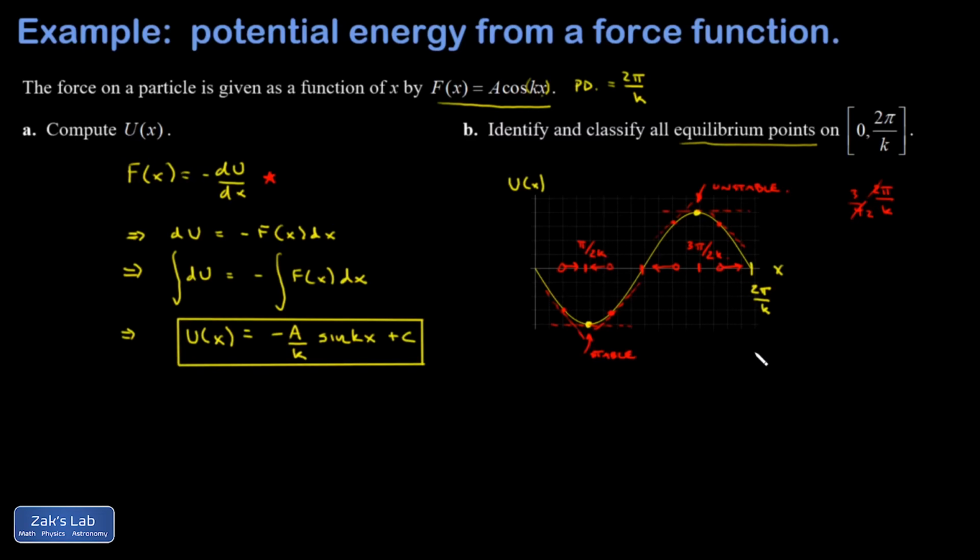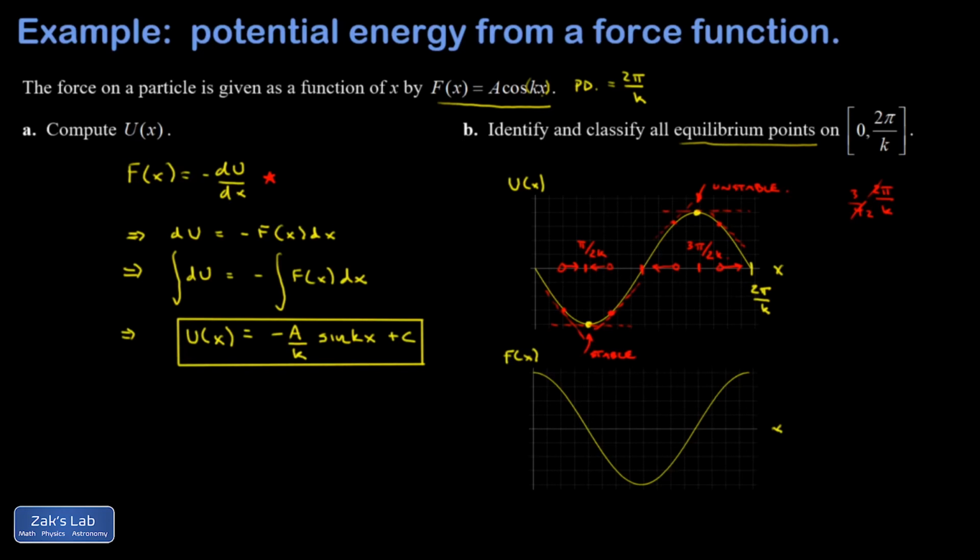So the last thing I wanted to do here is put a graph of the force function in right next to this potential energy function, and we can look at the equilibria from that perspective instead. Okay, here's my force function. And instead of talking about an equilibrium as a local min or a local max, an equilibrium is a place where the force is equal to 0. So that's going to occur, of course, at the local extrema of the potential energy function where the slope is equal to 0. So I have force equals 0 at pi over 2k, and again at 3 pi over 2k.